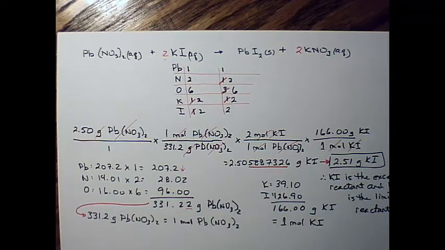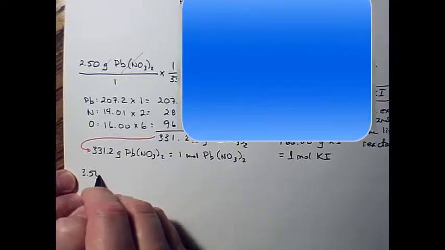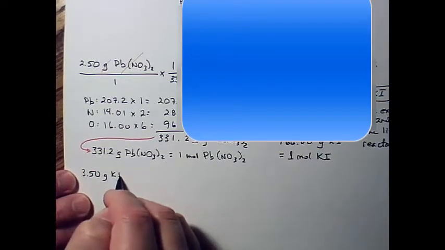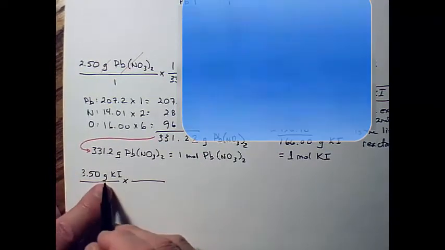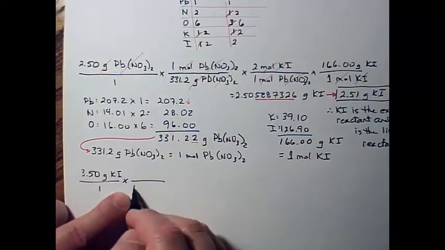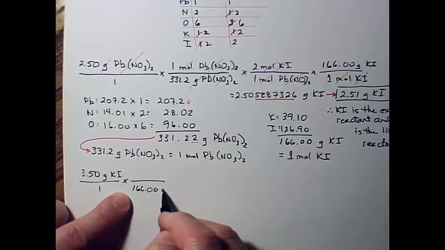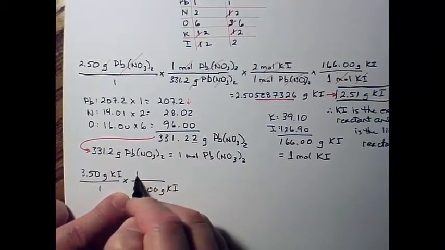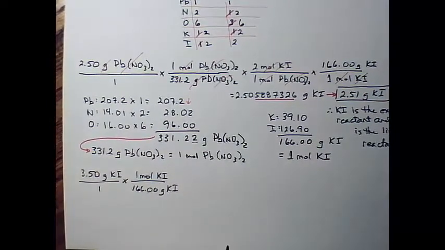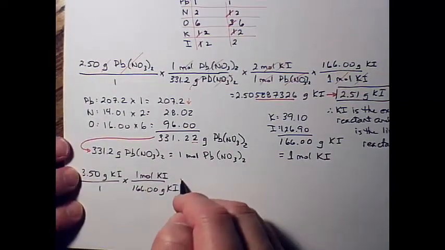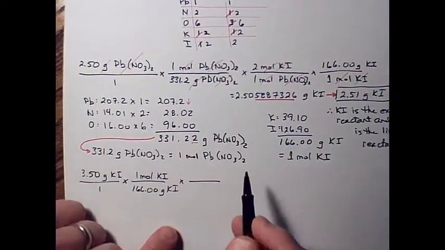You must start with the limiting reactant to find the theoretical yield. We got 3.50 grams of potassium iodide. That's our starting amount, our actual amount we're starting with. To convert this into moles, we're going to put the 166.00 grams of potassium iodide on the bottom, 1 mole. You don't have to do both, because once you find the limiting reactant, Maddie, it doesn't really matter. Once you find it, you got it. You don't have to do it both ways. But it's a good check, I suppose.